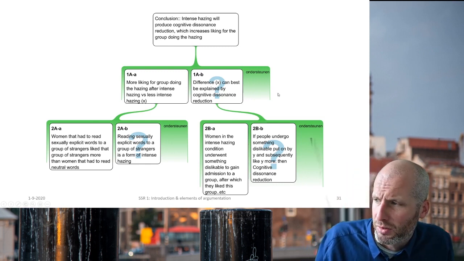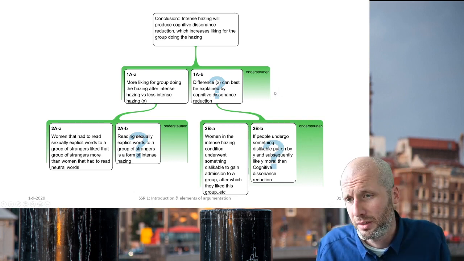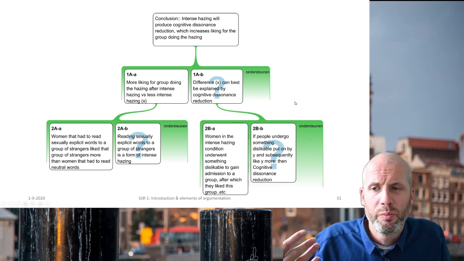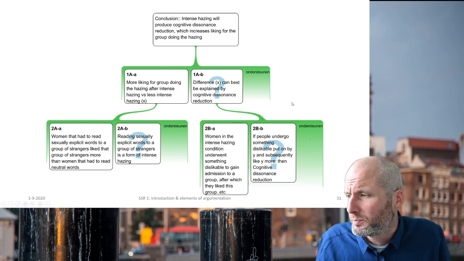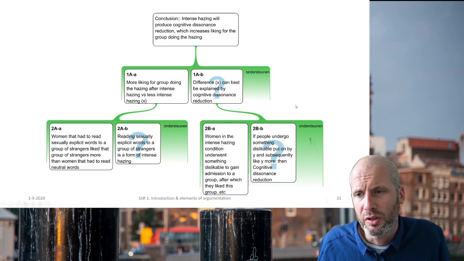On the other hand of the conclusion is the interpretation of that difference. There is an effect, and how can we best explain that effect? So even if there is an effect, how would you best be able to explain it? Well, cognitive dissonance reduction. Well, what are the assumptions of cognitive dissonance reduction?